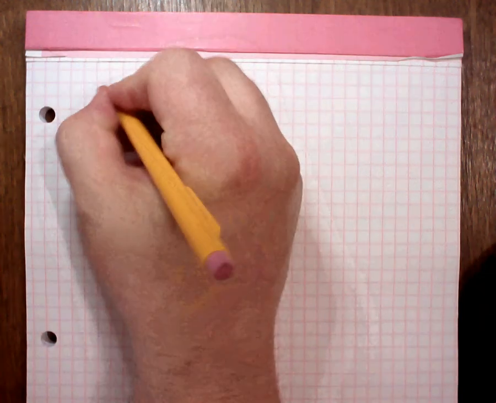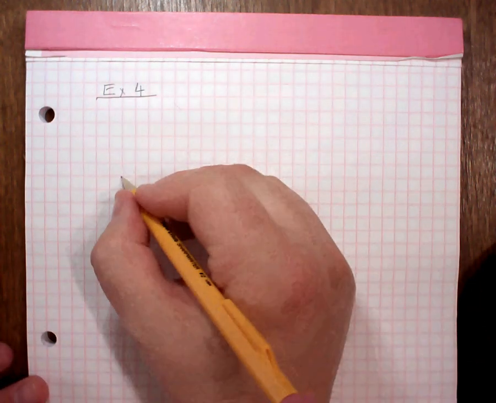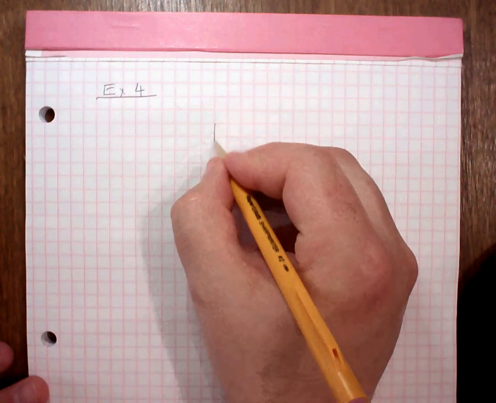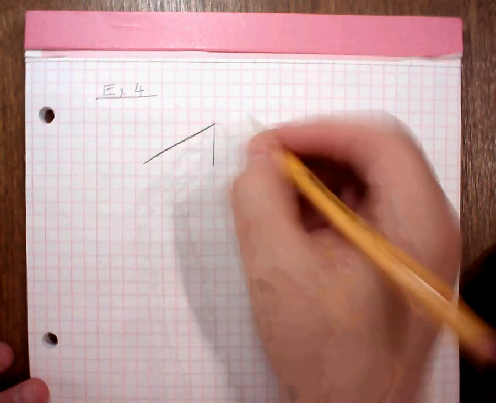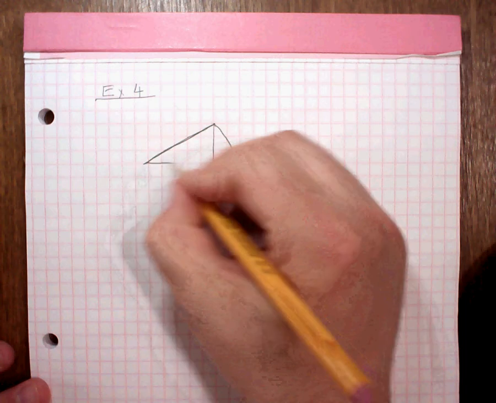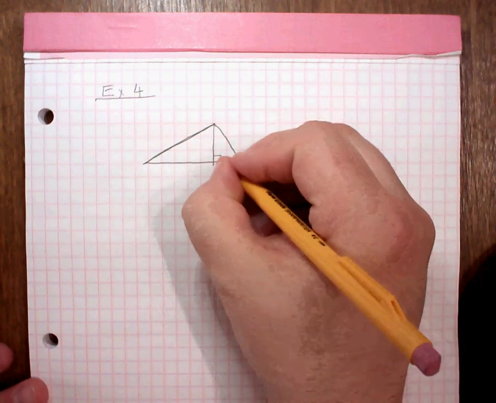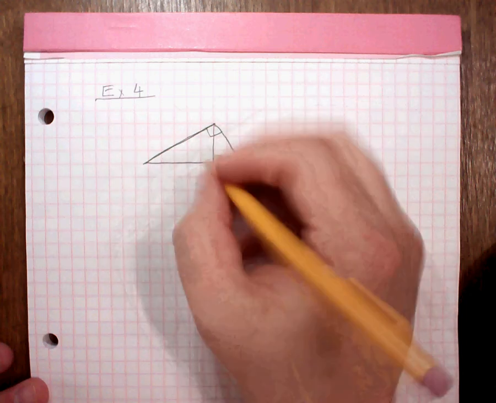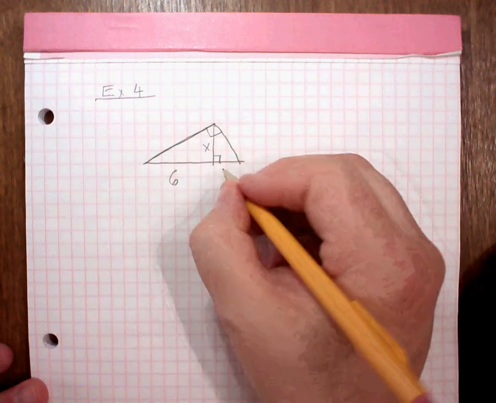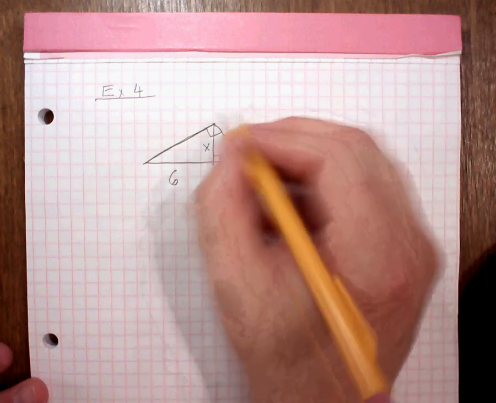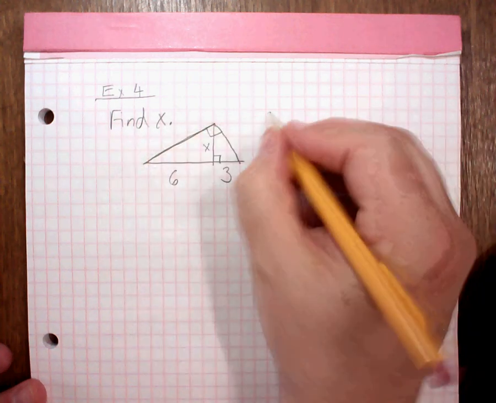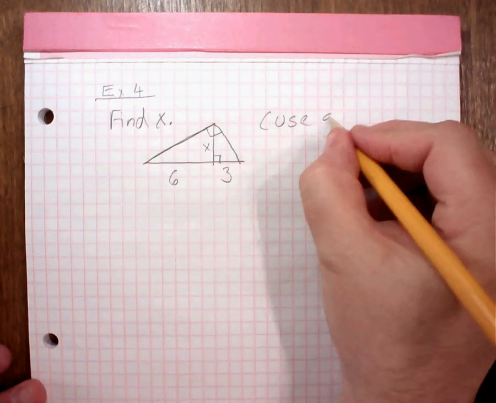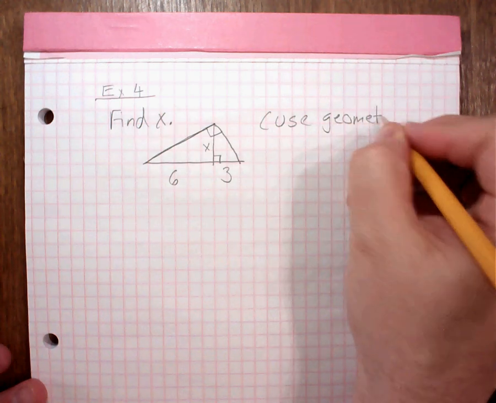So for example 4, we're going to do this in the context of similar right triangles. So I've got a triangle that looks like this. This is a right angle, this is a right angle, this is x, this is 6, and this is 3. So now we can actually, to find the value of x when it's this way, use geometric means. So that's one particular application of our geometric mean.